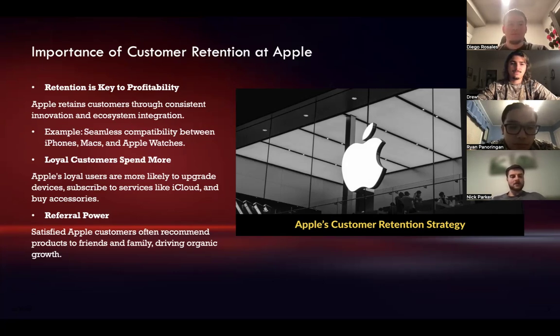So Apple retains its customers through consistent innovation and ecosystem integration. The example of this seamless compatibility is the iPhones, the Macs, and the Apple Watches, right? You get a text, you get it on your Apple Watch, your computer, as well as your phone, really seamlessly tying it all in together. You can't have a Samsung and an Apple Watch. It has to be all Apple. And they've also dominated the user-friendly market as well. It's very, very user-friendly, which leads to their loyal customers spending more.